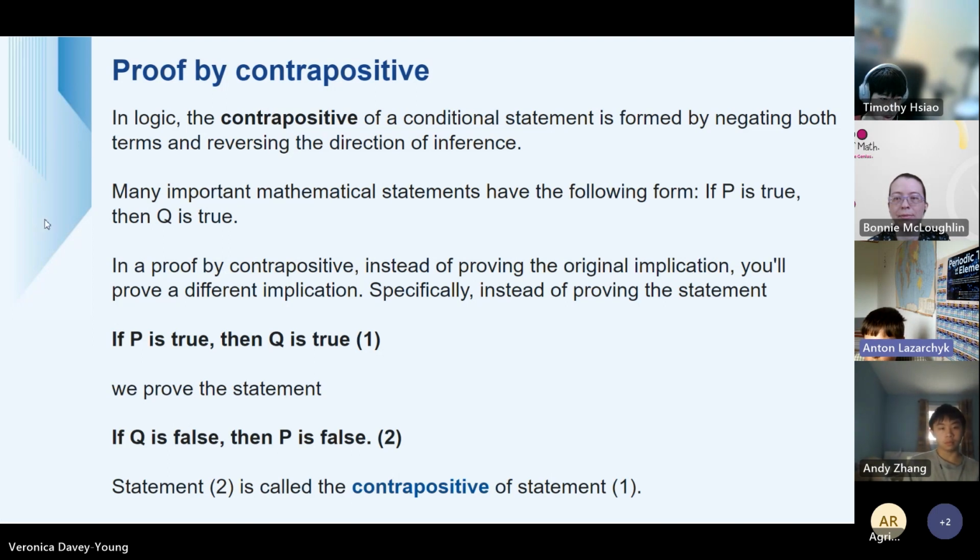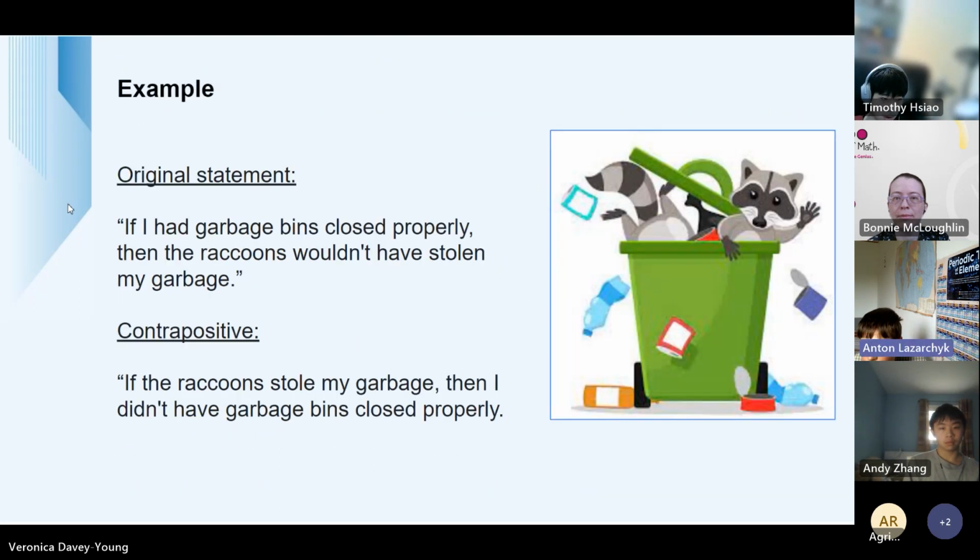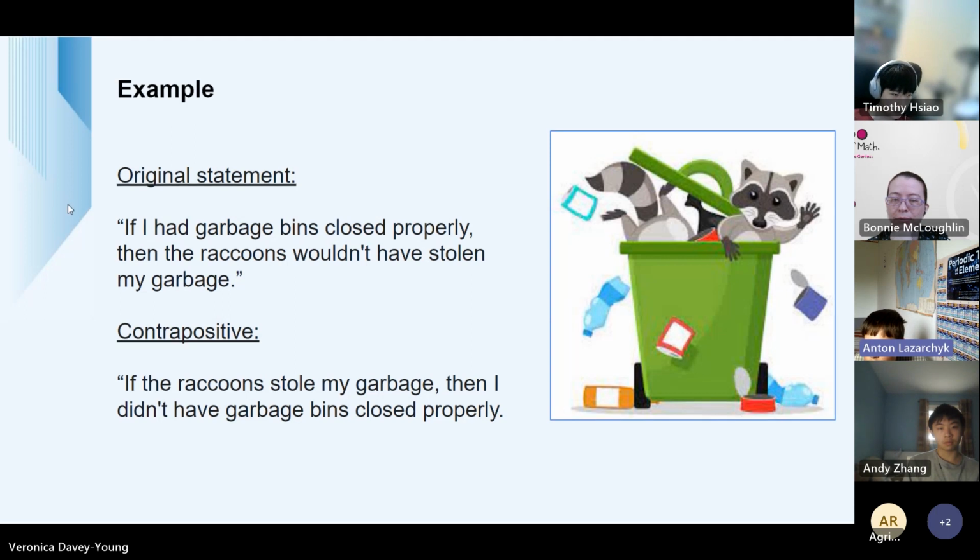Statement 2 is called the contrapositive of statement 1. Next slide. This is a real-life example. Original statement: if I had garbage bins closed properly, then the raccoons wouldn't have stolen my garbage. If the raccoons stole my garbage, then I didn't have garbage bins closed properly. This is the contrapositive. Next.